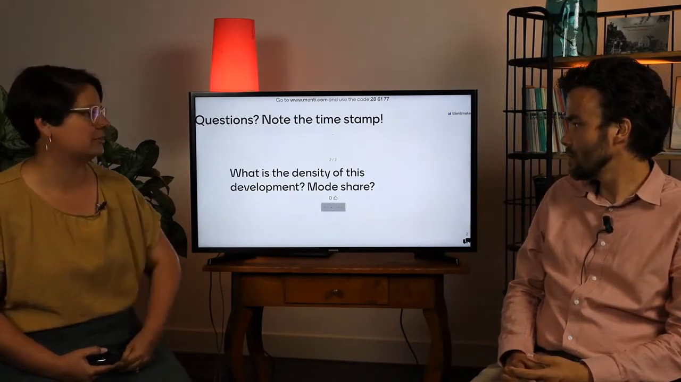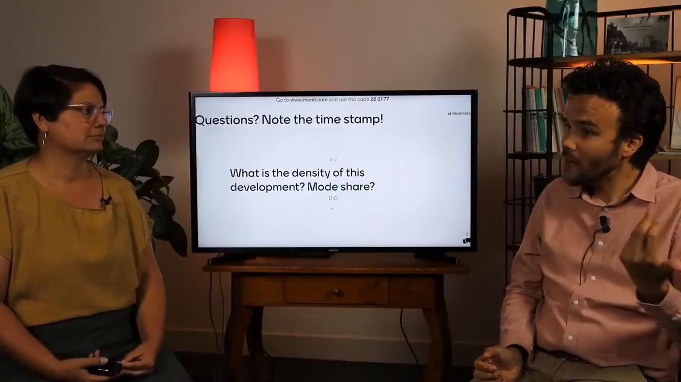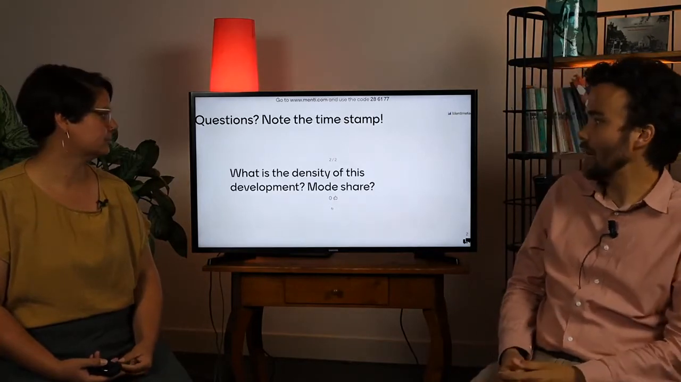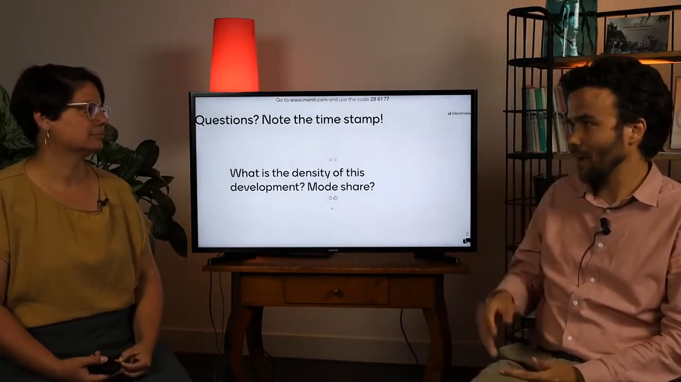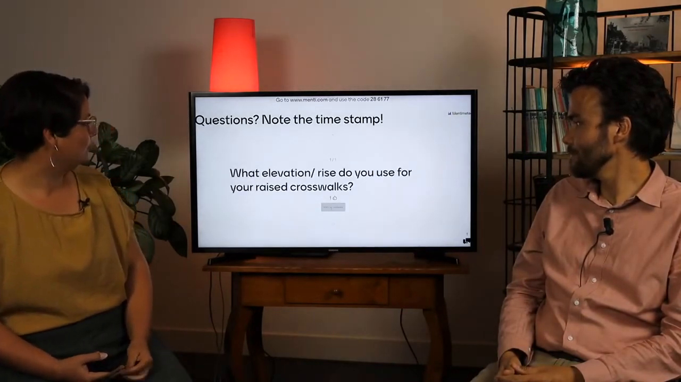In terms of mode share, do we know offhand? No, I wouldn't be able to tell you the exact mode share. There's a lot of cars, obviously. There's also a lot of bikes, so no, I can't tell. On average, it's 27% bike mode share in the Netherlands, in the cities up to 50-60. I expect it should be around 50-60 based on location, but we don't gather mode share data on that fine-grained level, unfortunately.